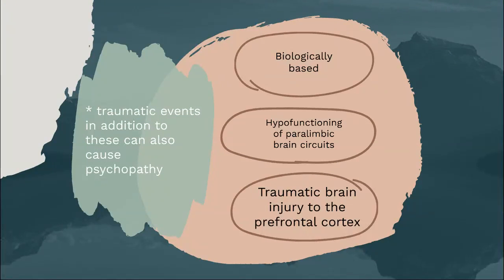Risk factors are biologically based, with a hypofunctioning of paralimbic brain circuits and/or a traumatic brain injury to the prefrontal cortex. Hypofunctioning is basically just a lack of functioning. Although psychopathy is biologically based, traumatic events can also accompany those factors.